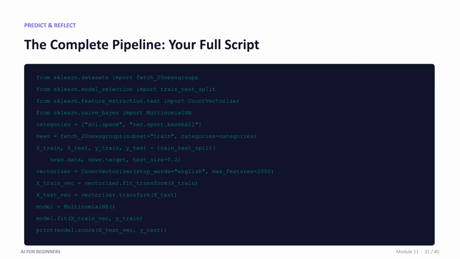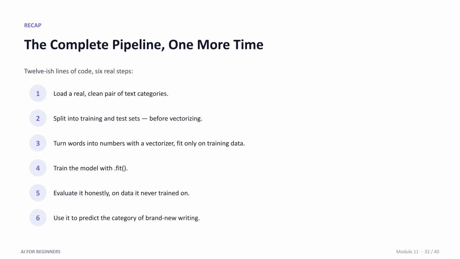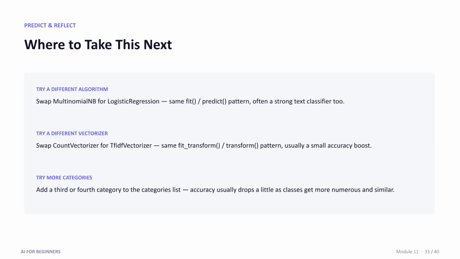As you can see, in just about a dozen lines of code, we can load a dataset, prepare it, train a model, and evaluate its performance. To recap, our process involves 6 clear steps: loading clean text, splitting our data, vectorizing, training with fit, honest evaluation on held-out data, and finally, using the model to predict new, unseen text. You can experiment further by swapping in a different algorithm, like logistic regression, trying a different vectorizer, such as TF-IDF, for potentially better results, or adding more categories to challenge the model's accuracy.